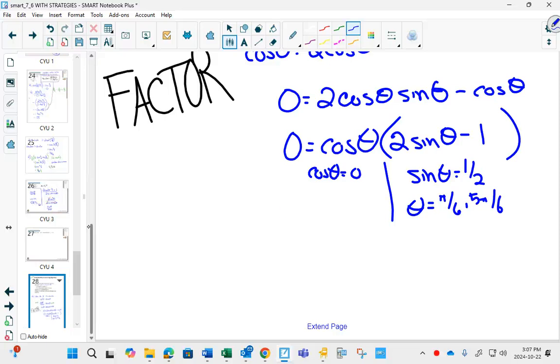Is cos theta ever 0? Yes. What's your x coordinate? At pi over 2 and 3 pi over 2. So that's why it's really important that you factor instead of divide, because you might have accidentally divided by 0. Okay?